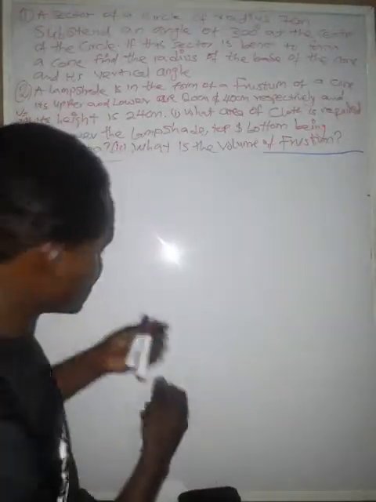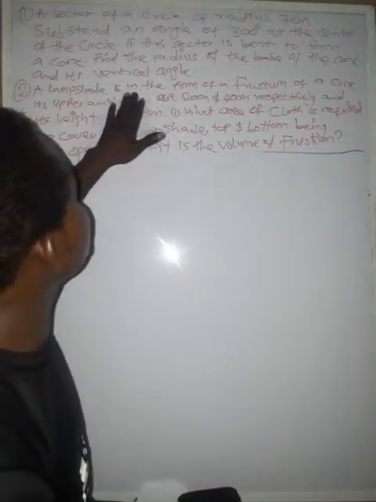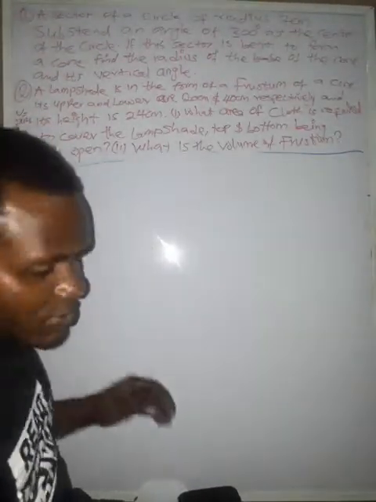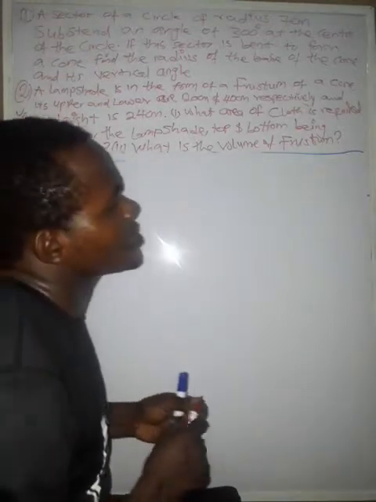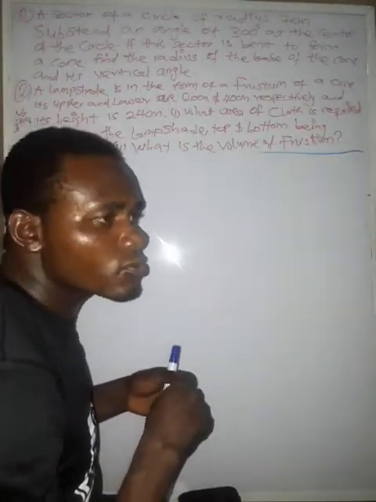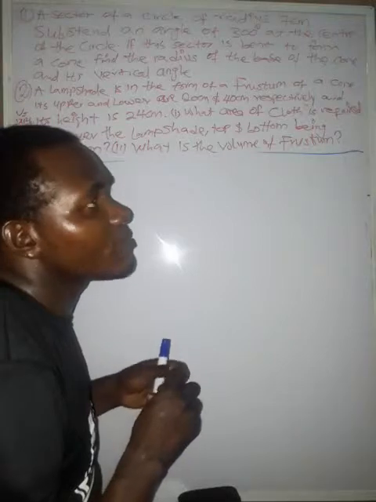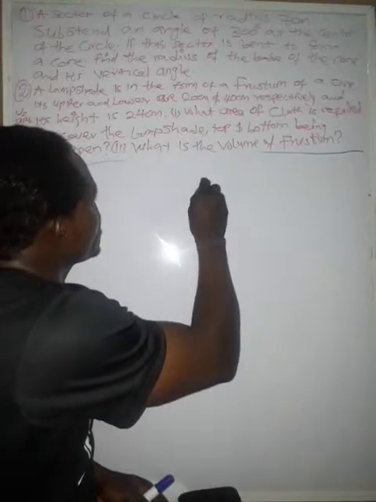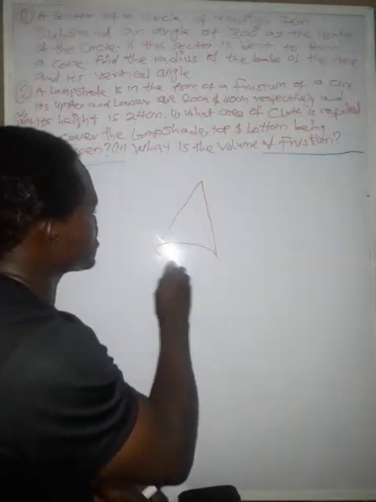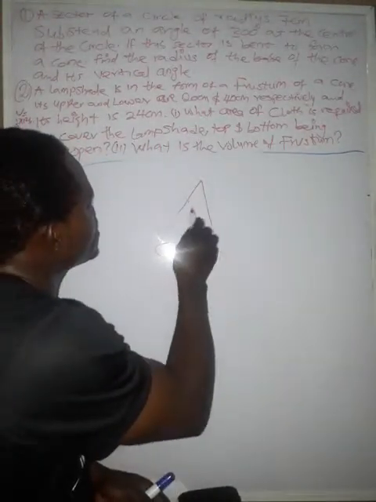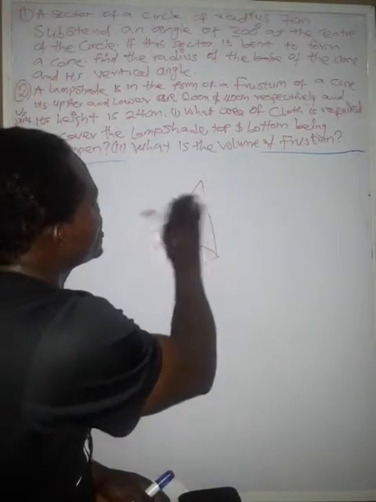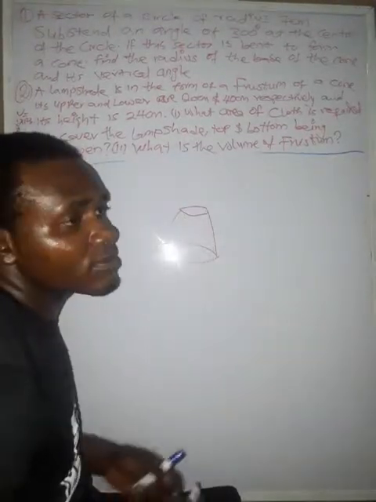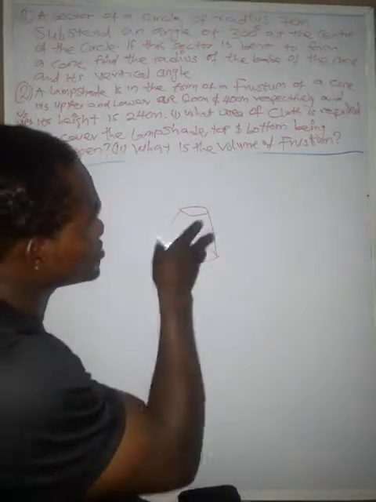So second question says that a lampshade is in the form of a frustum of a cone. So this frustum, I'm going to do something. You have frustum of a cone, of a pyramid, and all that. So what they mean by, if I should draw a cone, let's say we are having something like this. So I now remove the top part and I put this. This is a frustum of a cone. The frustum of a cone.